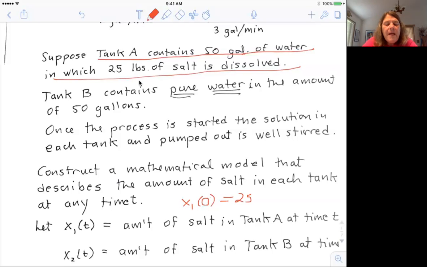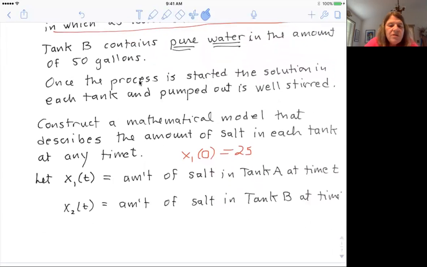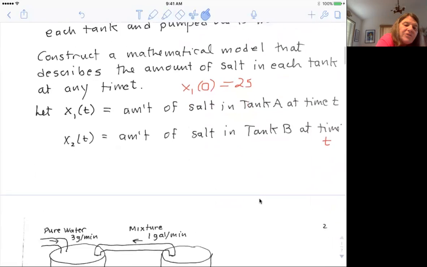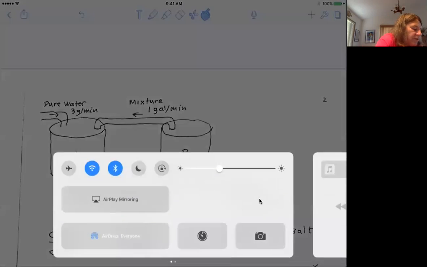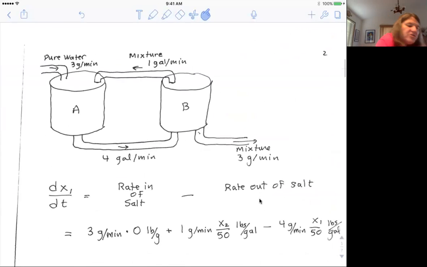So I don't know much about the second tank, but I'm going to call it X2. I'm going to let X2 be the amount of salt in tank B at time t. It doesn't come out very well. It's cut off on the sides. And I'll ultimately be looking for X1 and X2. Now, actually I didn't want to look back, so I drew the picture all over again here. Whoops, on the next page.